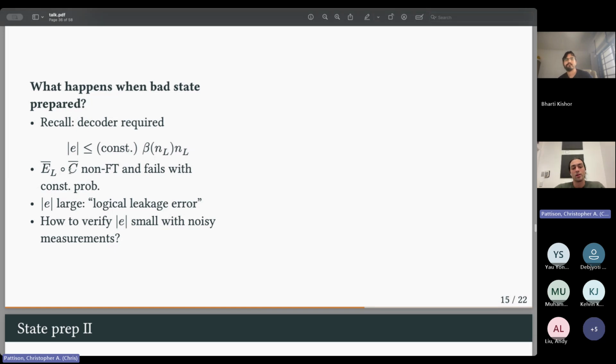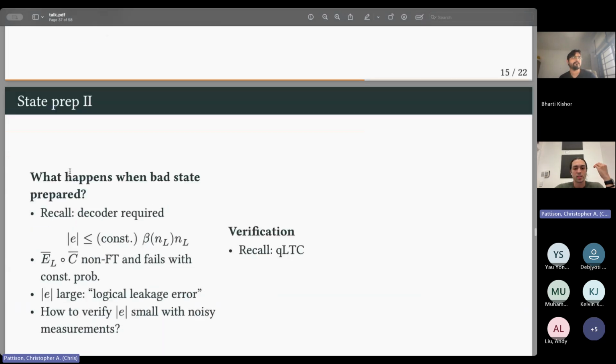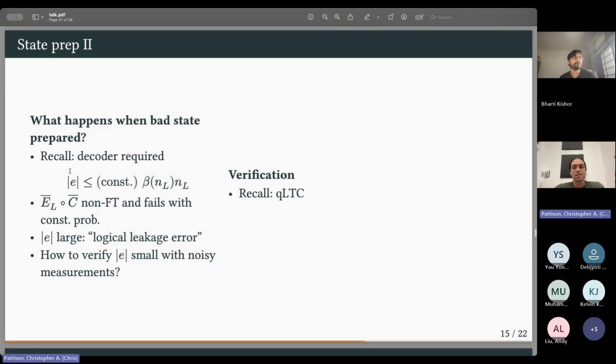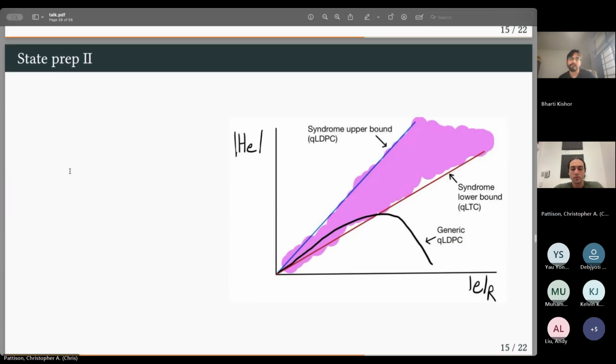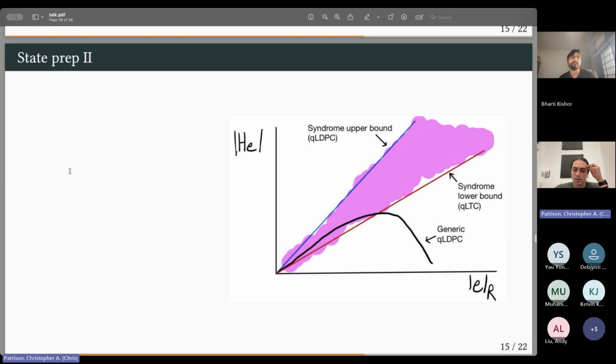And so we need to verify that our error is small with these noisy measurements. But this is exactly what a quantum locally testable code does. Recall that we can detect if you're close or far to the code space just by counting the number of ones in the syndrome. And so roughly you can think of it like this.